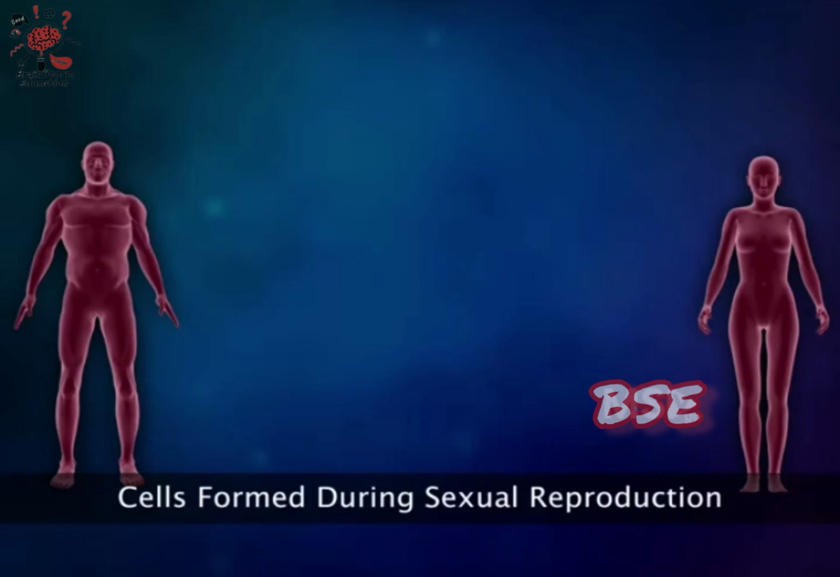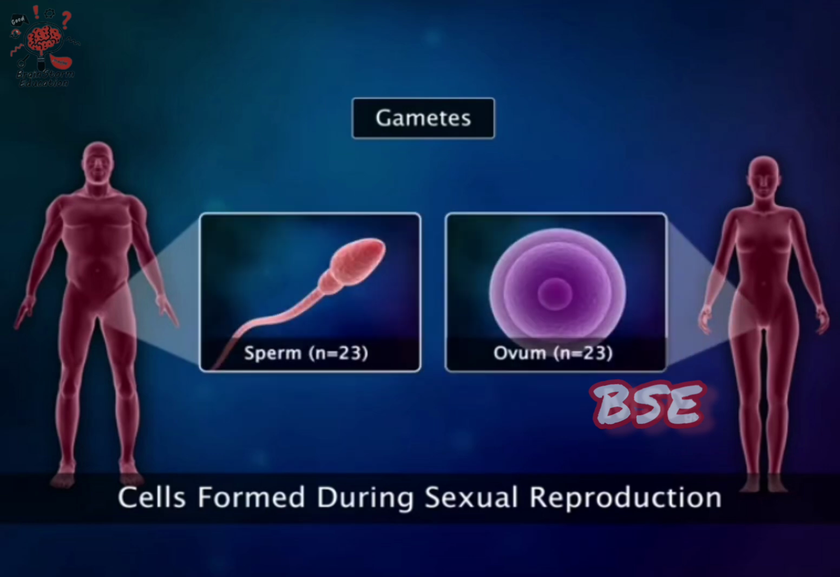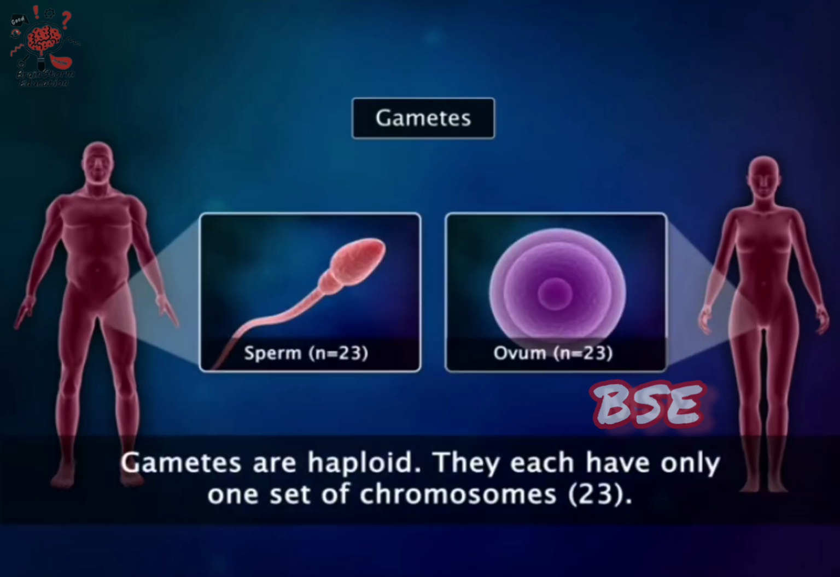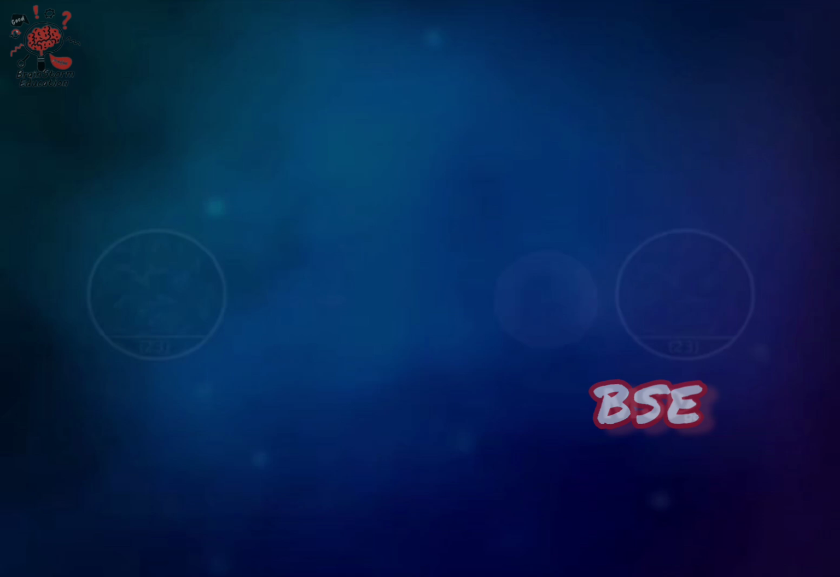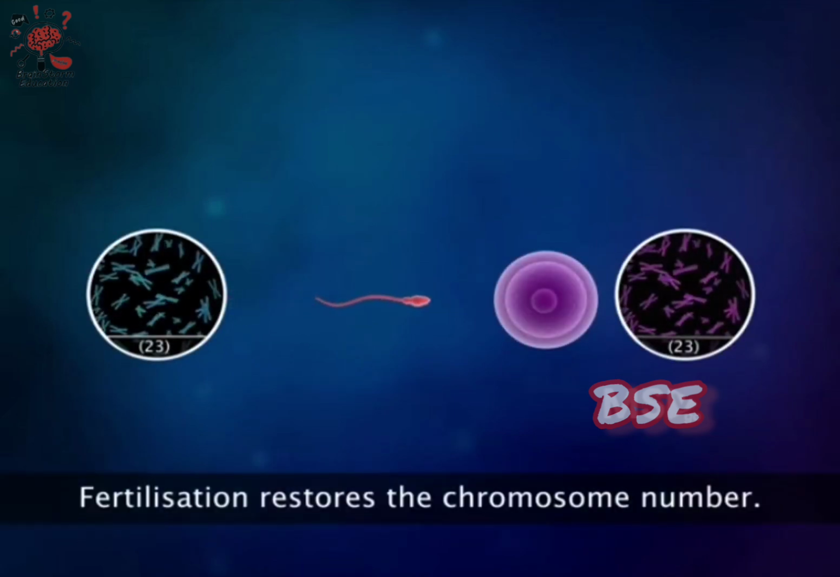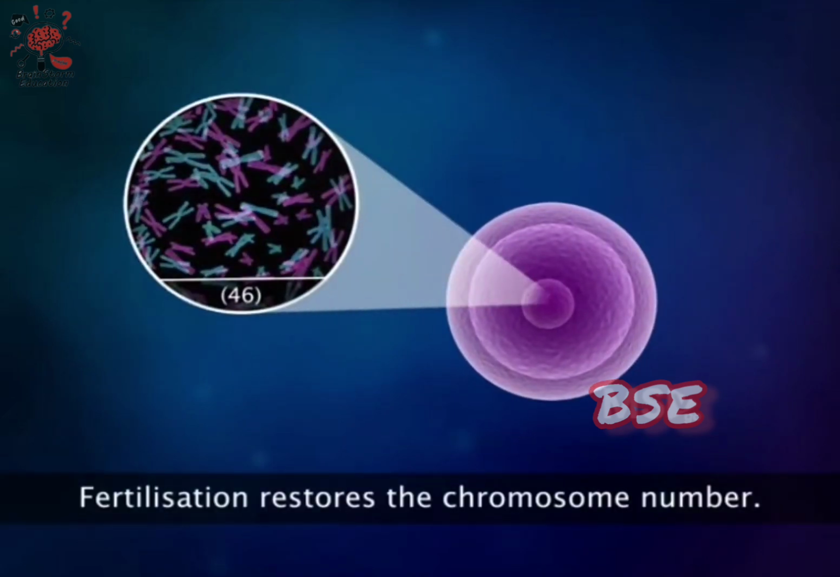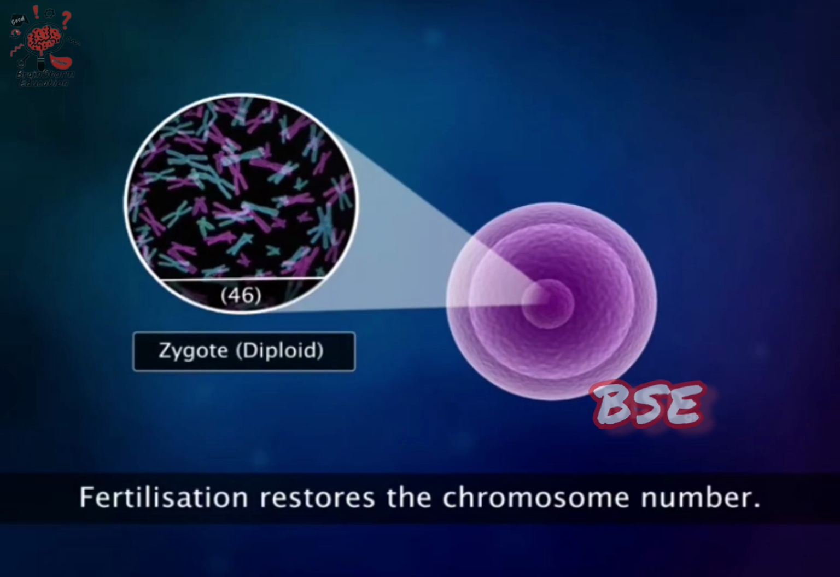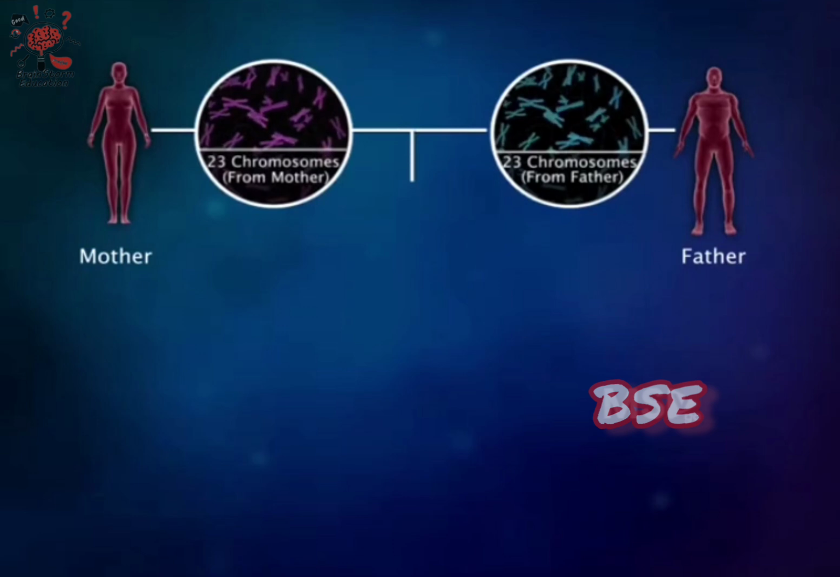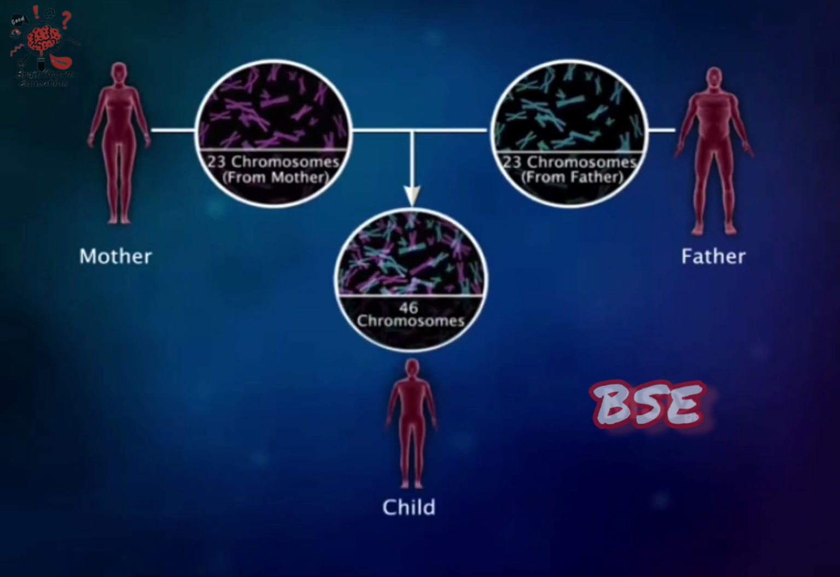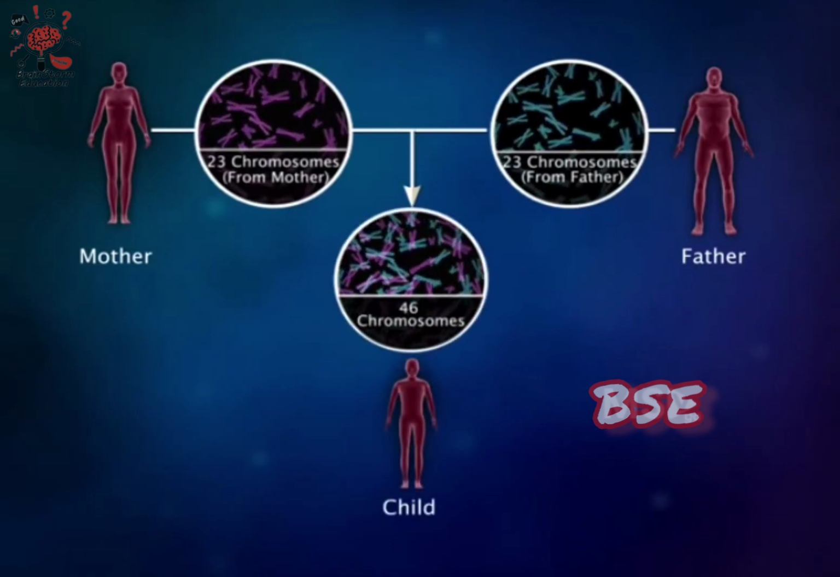At the time of sexual reproduction, special cells are formed. These are called the gametes. Sperms and ova are examples of gametes. Gametes are haploid. That means they have only 1 set of 23 chromosomes. Fertilization restores the chromosome number to 46. The zygote thus formed is diploid. We receive 1 set of 23 chromosomes from our father and the other set of 23 chromosomes from our mother.